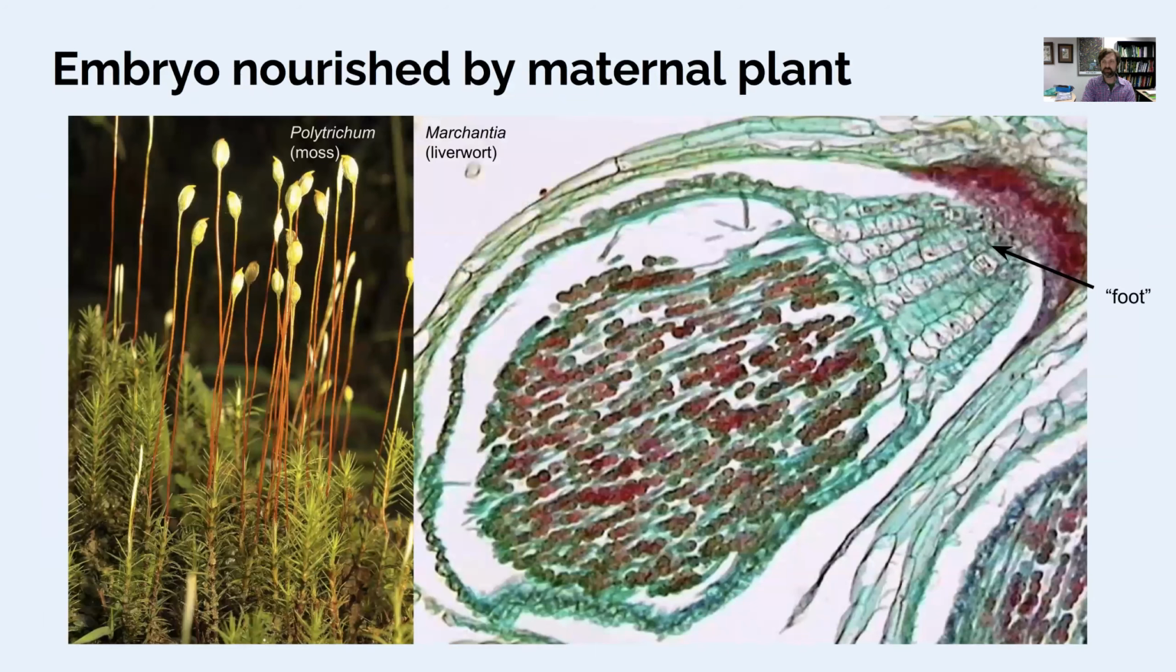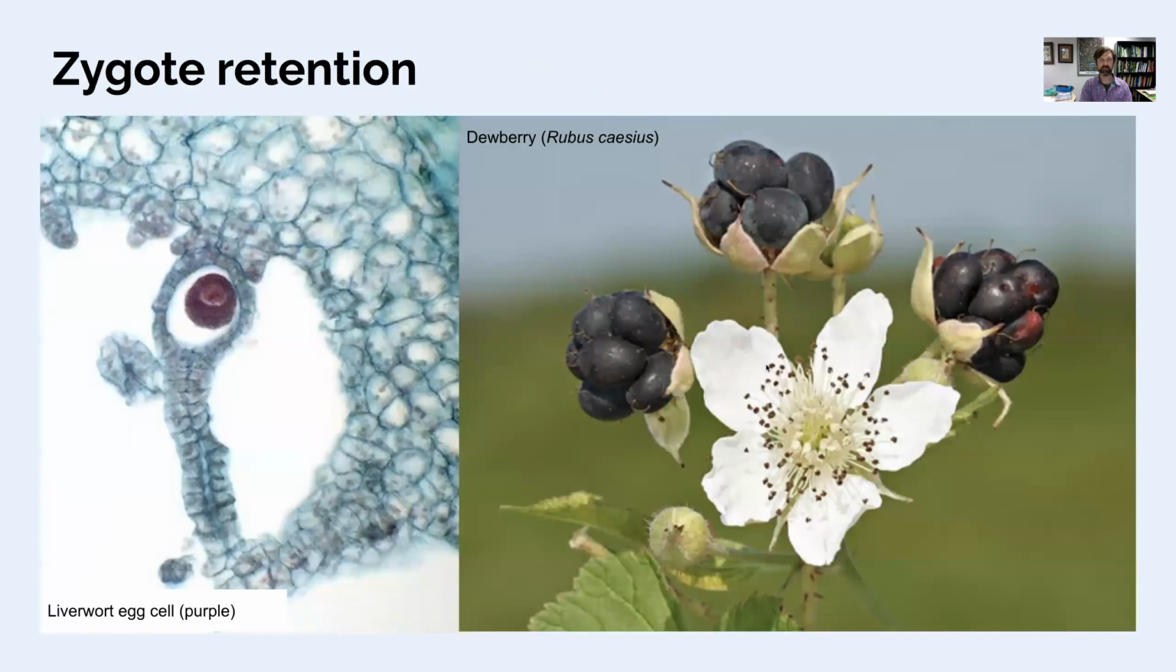We talked about this before, so this is a sporophyte being nourished by the host plant, the mother plant, and then producing lots of spore cells as a result of that. And after fertilization, that can cause the products of fertilization to become bigger, basically because they're being helped out in their development by the maternal plant.